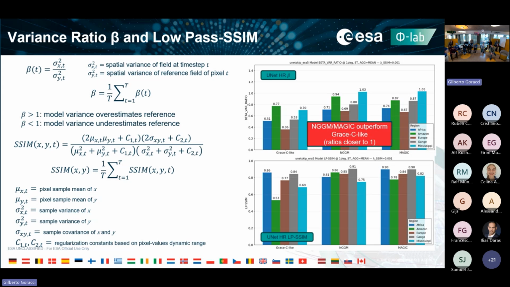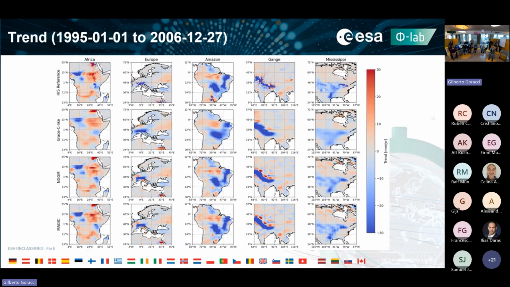This means that when I say higher, I mean closer to 1, because basically it's the ratio between the variance of the downscaled field and the variance of the reference field. So in case of a perfect variance ratio, you would have 1. And at the same time, you have a higher structural similarity index for NGGM and MAGIC, outperforming GRACE C-like. Low pass means that first we apply a low pass filter in order to evaluate only the large scale structures of the image.